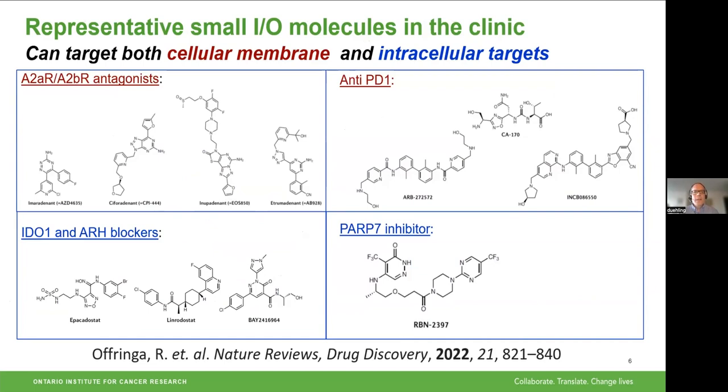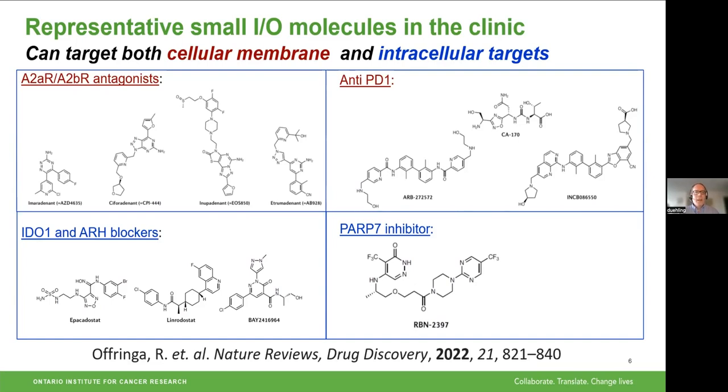This is by no means a complete list, but there are drugs that target adenosine, which in tumors is actually responsible for an immunosuppressive phenotype. And by having adenosine antagonists, the thought is that these molecules can reverse that phenotype and turn cold tumors into hot tumors. We've already talked about anti-PD-1 in the context of monoclonal antibodies, but very interestingly, there are small molecule drugs that actually function in the same way as monoclonal antibodies against PD-1.